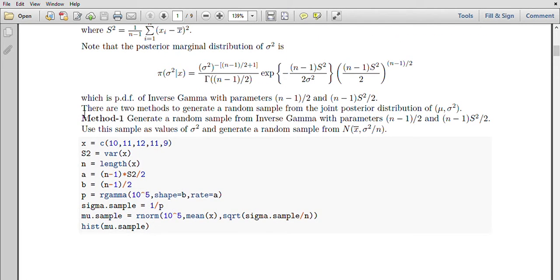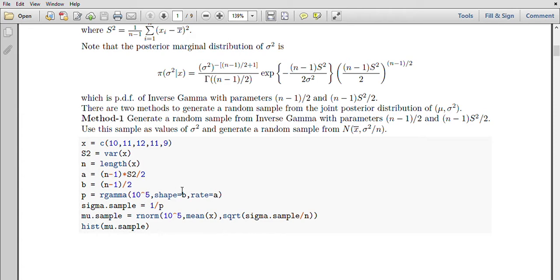The values I am storing in x. These are the observations. Then the sample variance I am storing in S2. Then n is the number of observations, so that will be nothing but the length of this vector. Now in A, I am storing the parameter, that is (n minus 1) S square by 2, and the second parameter, which is (n minus 1) by 2, I have stored in B. So now in P I am generating 10 raised to 5 observations from gamma distribution with shape B and rate A.